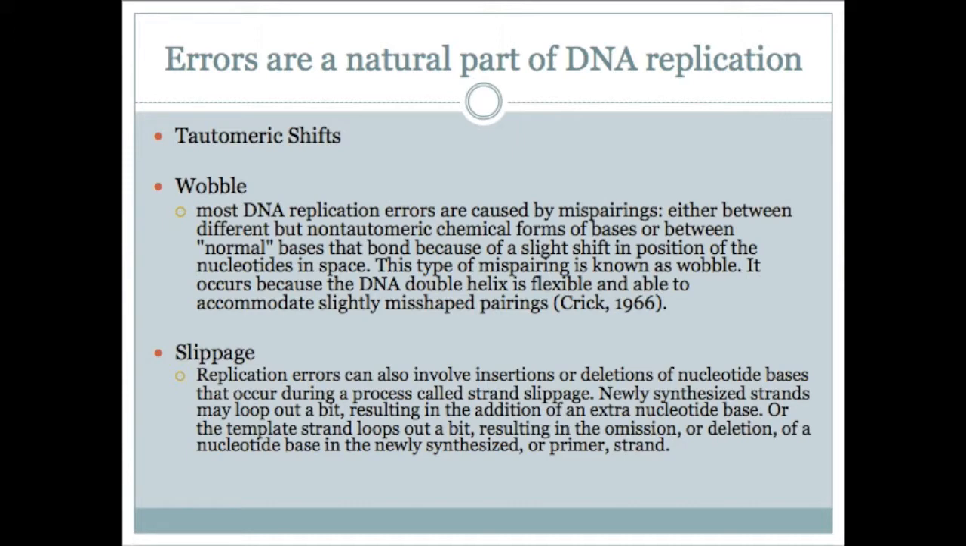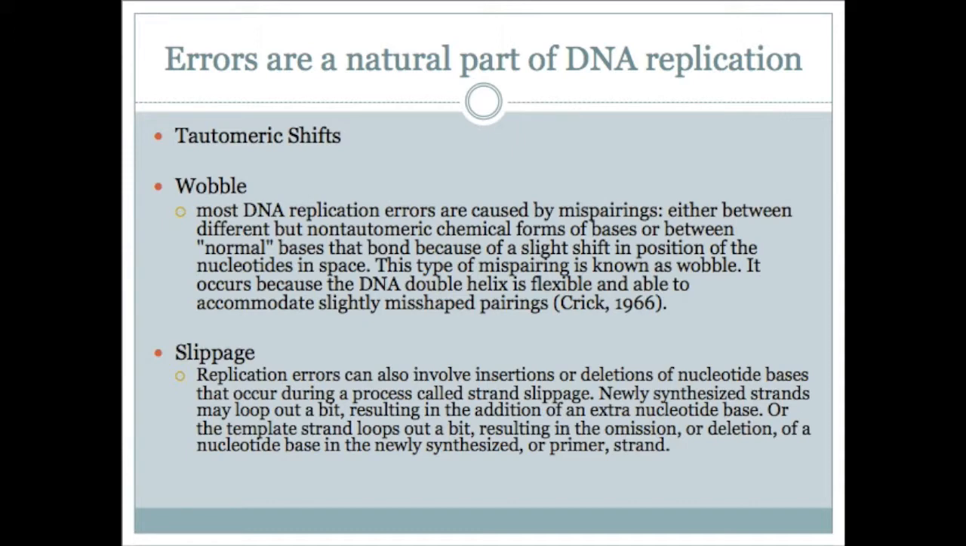Wobble. Most DNA replication errors are caused by mispairings, either between different but non-tautomeric chemical forms of bases, like bases with an extra proton which can still bind but often with a mismatched nucleotide, such as A with G instead of a T, or between normal bases that bond because of a slight shift in the position of the nucleotides in space. This type of mispairing is known as wobble. It occurs because the DNA double helix is flexible and able to accommodate slightly misshaped pairings.